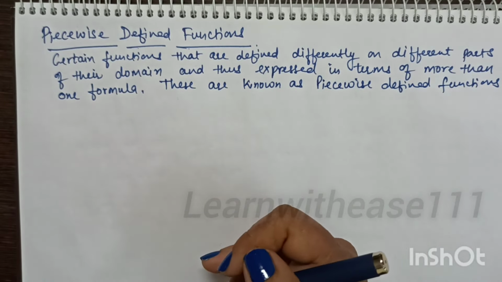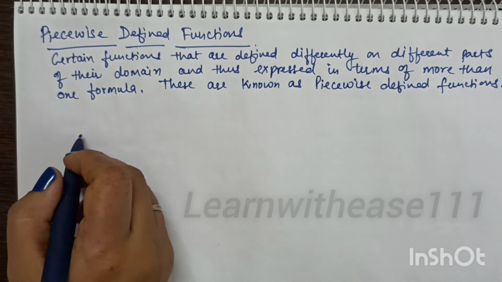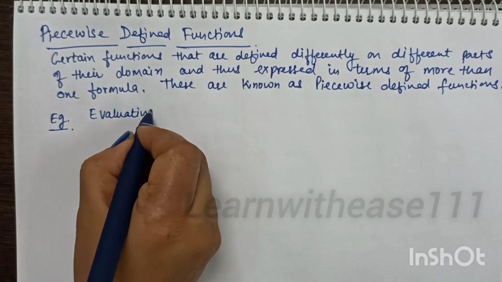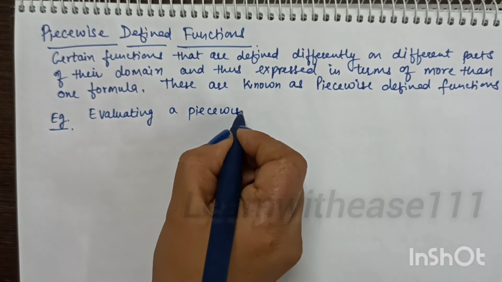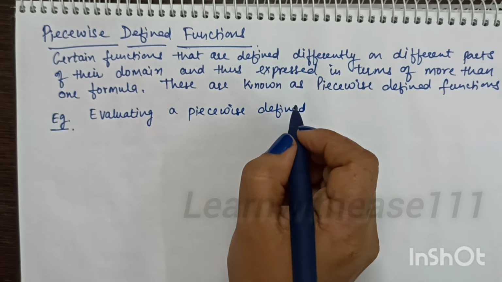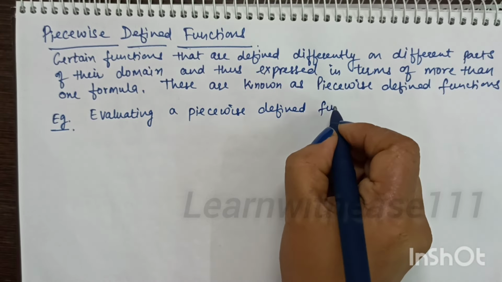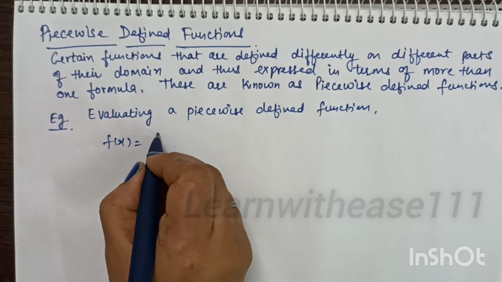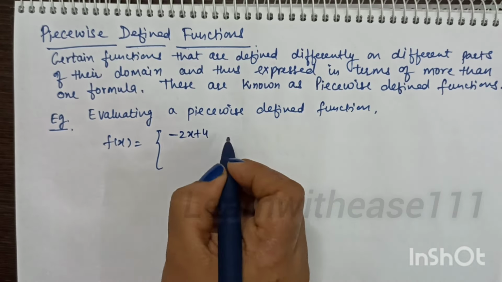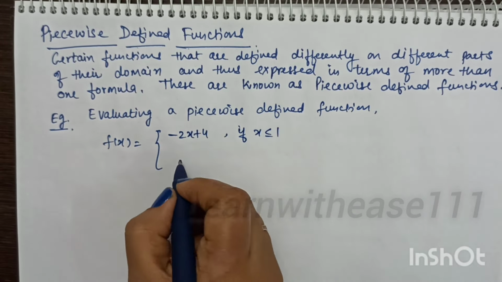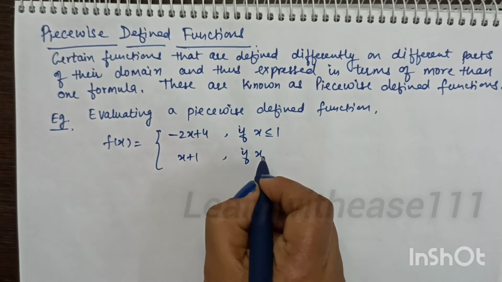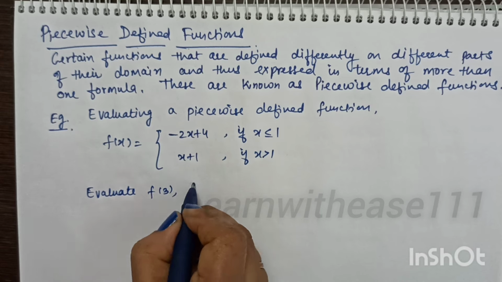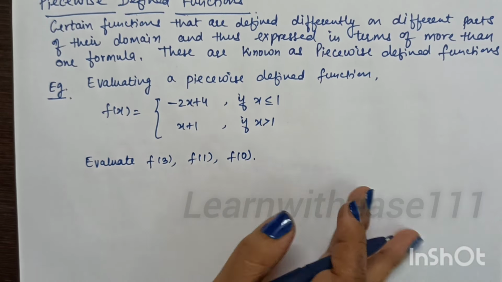For example, evaluating a piecewise defined function here means I'm giving you an example and finding the value for specific terms. Suppose f(x) is given as minus 2x plus 4 for x less than or equal to 1 and x plus 1 for x greater than 1. And we need to evaluate f of 3, f of 1 and f of 0 over here.